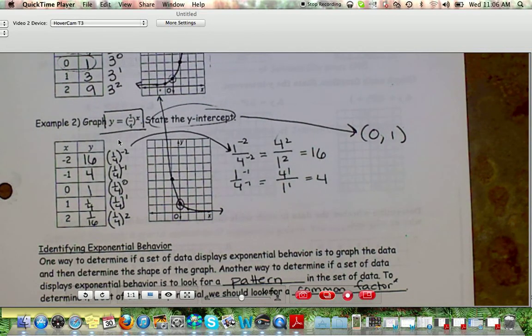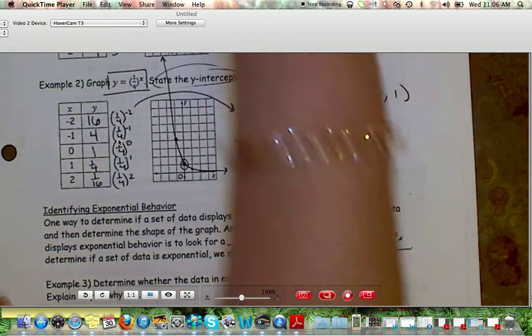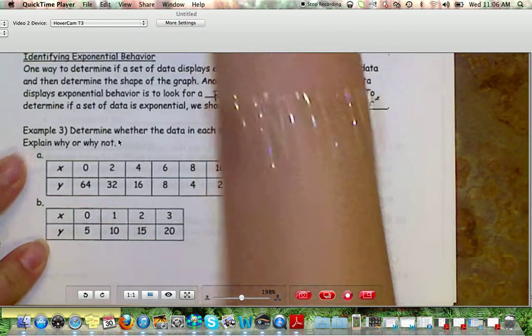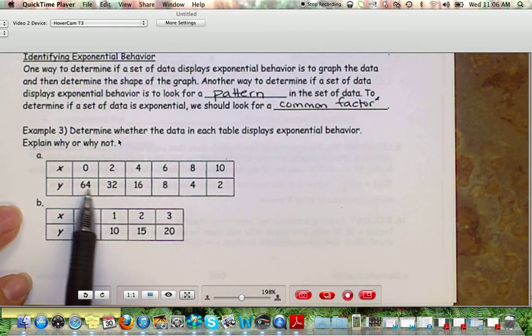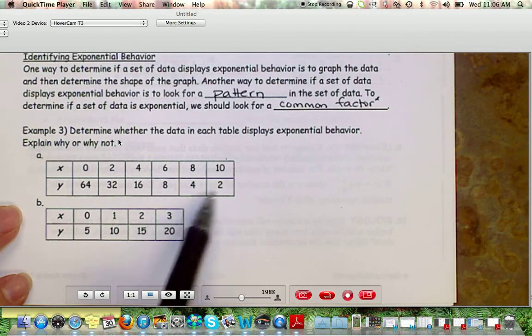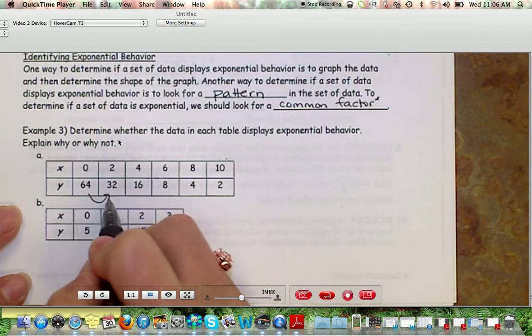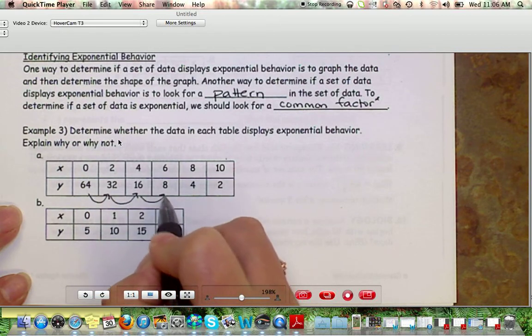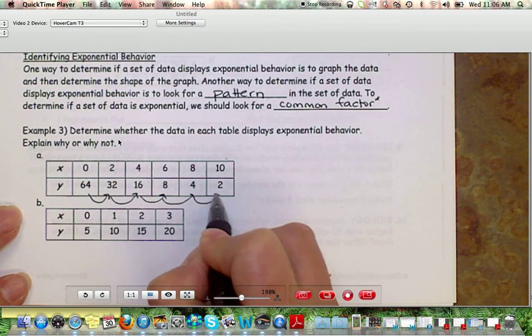Determine whether the data in each table displays an exponential behavior. Explain why or why not. So we're going 0, 2, 4, 6, 8, 10. So we've got a pattern going up here. What's the pattern here? All right. So what's the pattern going on here? What do we see happening? Well, we're going to 32, then to 16, then to 8, then to 4, then to 2.